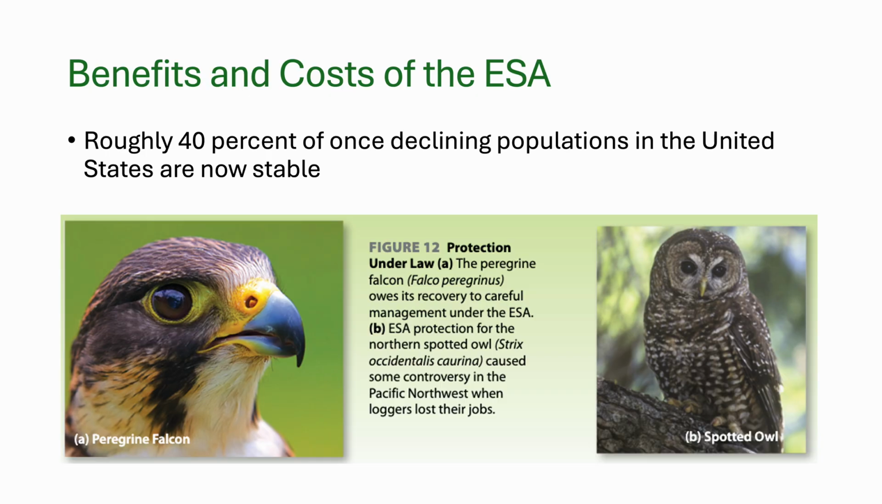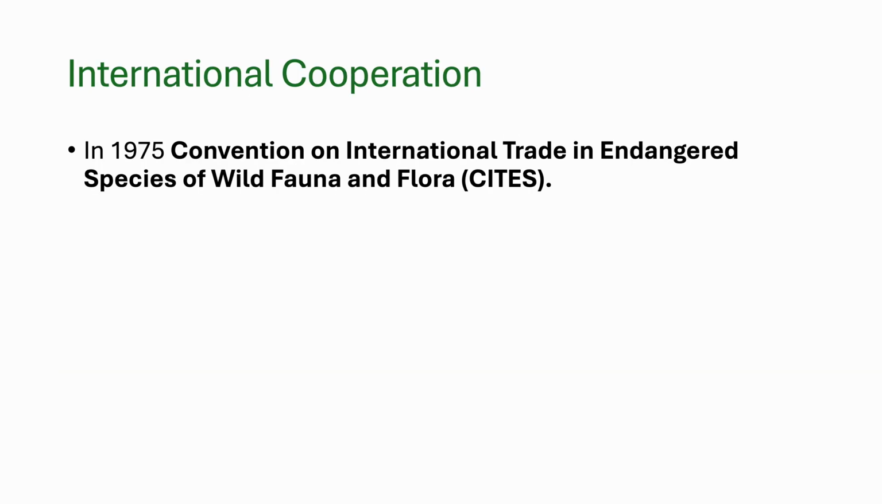So again, the peregrine falcon, which is the one on the left, owes its recovery to careful management under the ESA. And the ESA protection for the northern spotted owl, the one on the right, caused some controversy in the Pacific Northwest when loggers lost their jobs because we couldn't cut down the forest. We were protecting their habitat. So there's some good and some bad. We're saving species, but there could also be some economic decisions that are impacted by animals that are endangered.